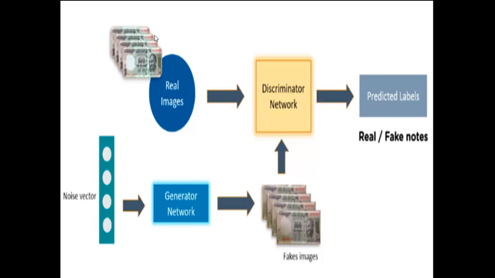In this example, the GAN is trying to identify if the 100 rupees note is fake or real. First, a noise vector, or the input vector, is fed to the generator network. The generator network creates fake 100 rupees notes. The real images of 100 rupees notes stored in the database are passed to the discriminator along with the fake notes. The discriminator then classifies the notes as real or fake.